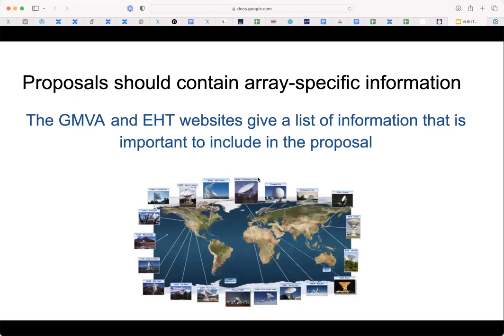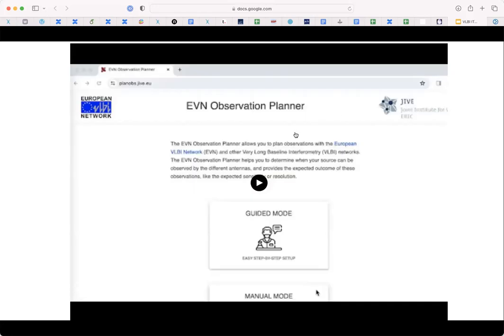Finally, please think about array-specific information. This depends on your uptime, when your sources are up, but also your science, what you want to resolve, what is the compactness of your sources, and what you're thinking to do. Okay, so I'm going to show you a little demonstration here.